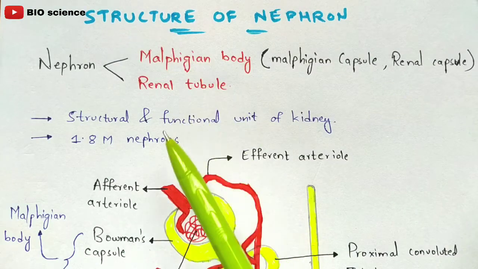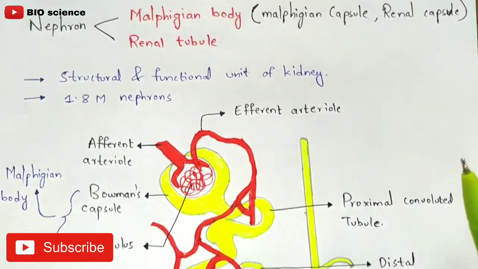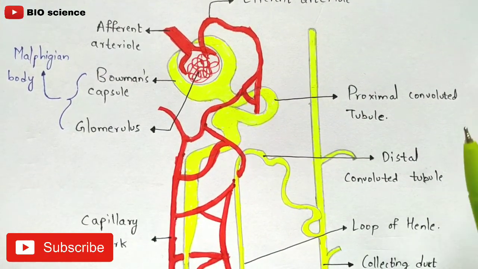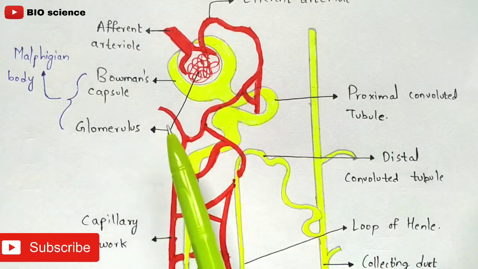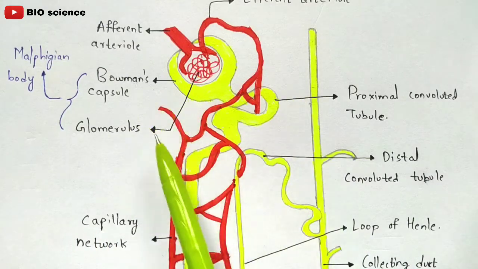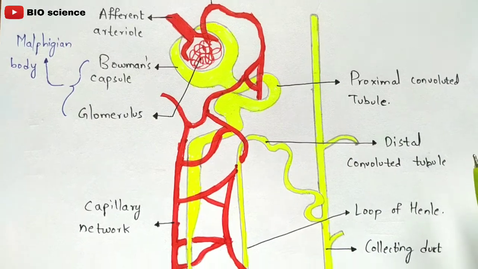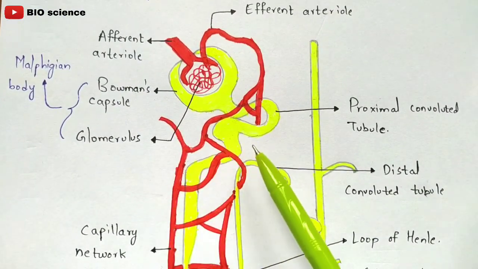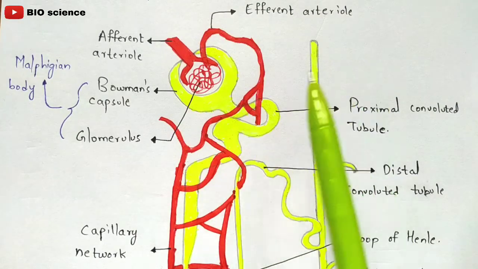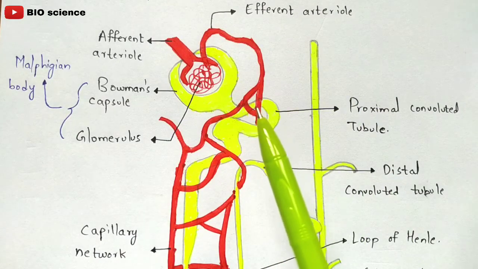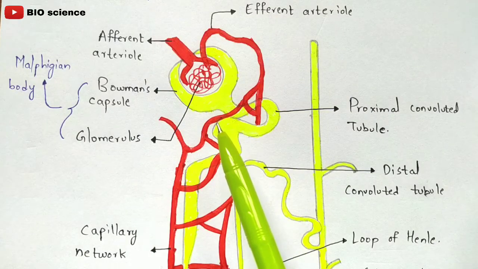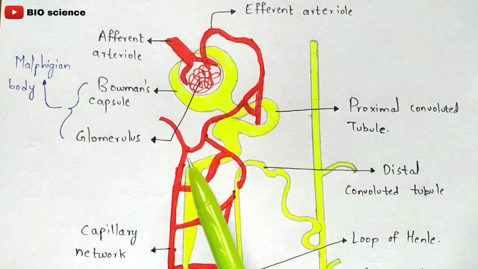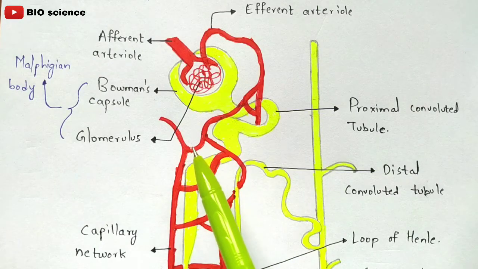Instead of explaining directly, let us first see the structure of the nephron, so that you can understand what the Malpighian body is and what the renal tubule is. Here is the structure of a nephron. I have shown only one nephron here, so this whole thing is only one nephron. I have told you there are millions of nephrons in one kidney. We have a pair of kidneys. In one kidney we have 1.8 million nephrons, and similarly in the other kidney we also have 1.8 million nephrons. So you can understand how many nephrons are present in the kidneys.